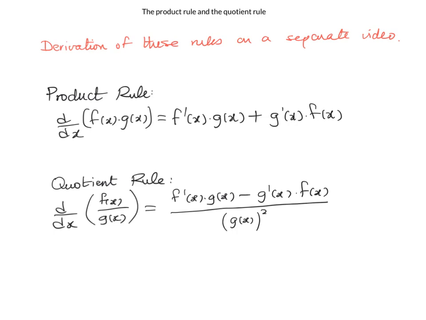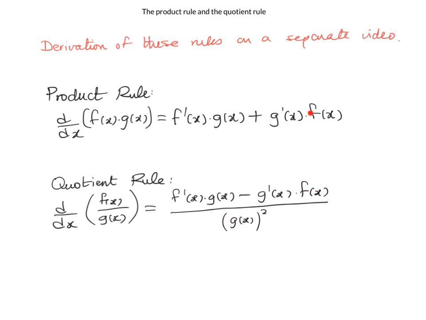Now for the quotient rule, we're trying to take the derivative of a function divided by another function, that is a quotient, a fraction. I'm going to call the f of x the top and the g of x the bottom. So the quotient rule formula says take the derivative of the top times the bottom left alone, minus the derivative of the bottom times the top left alone, all over the bottom function squared.